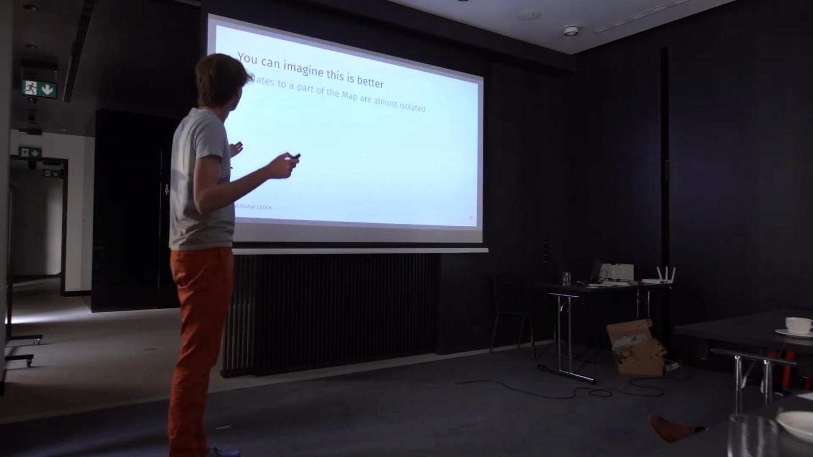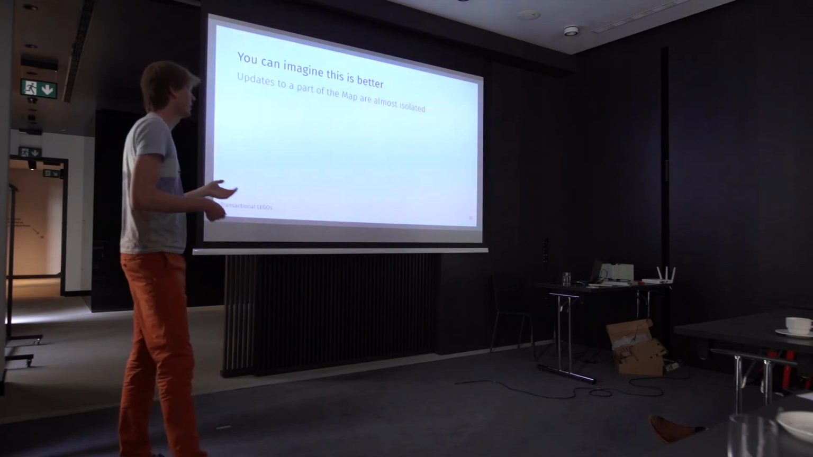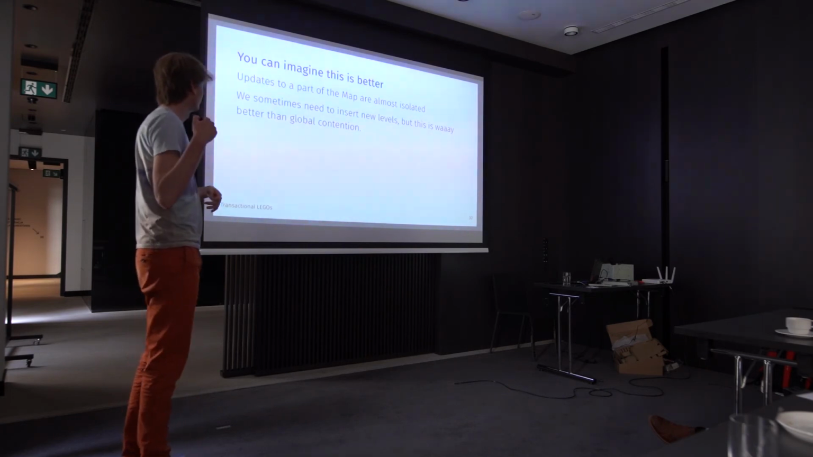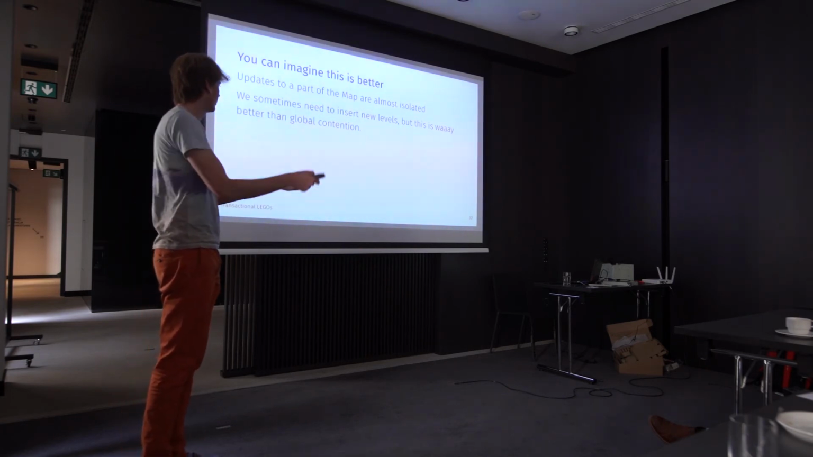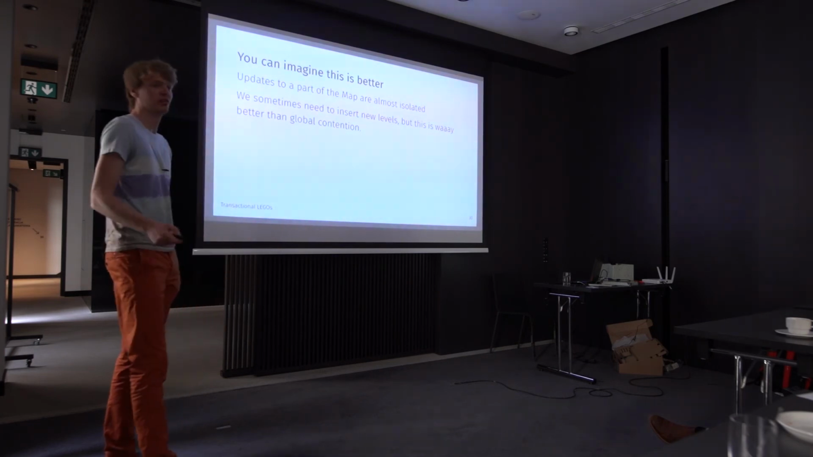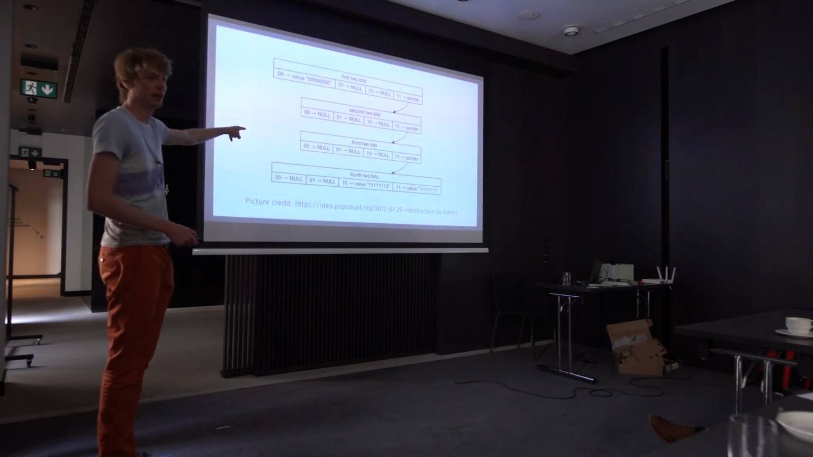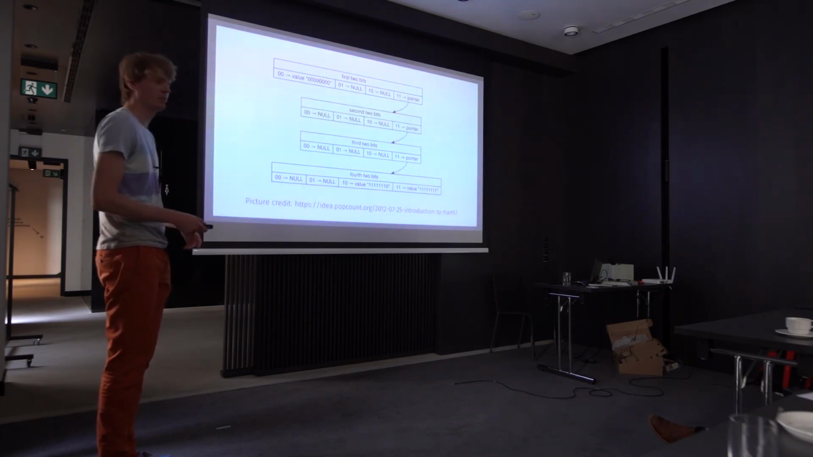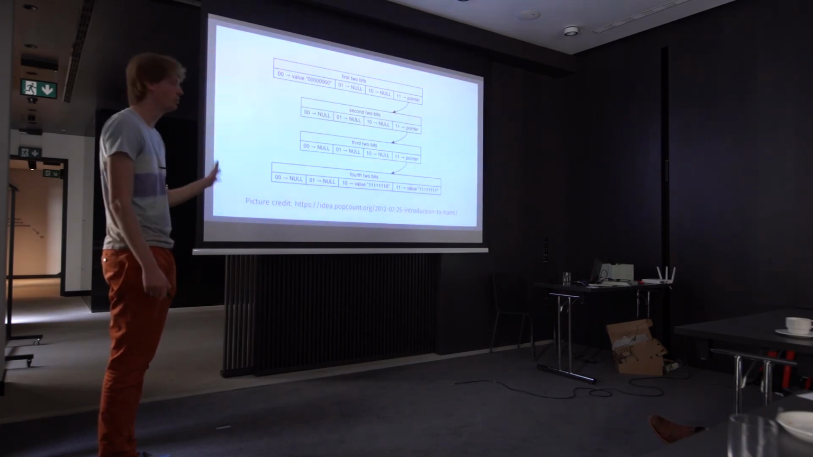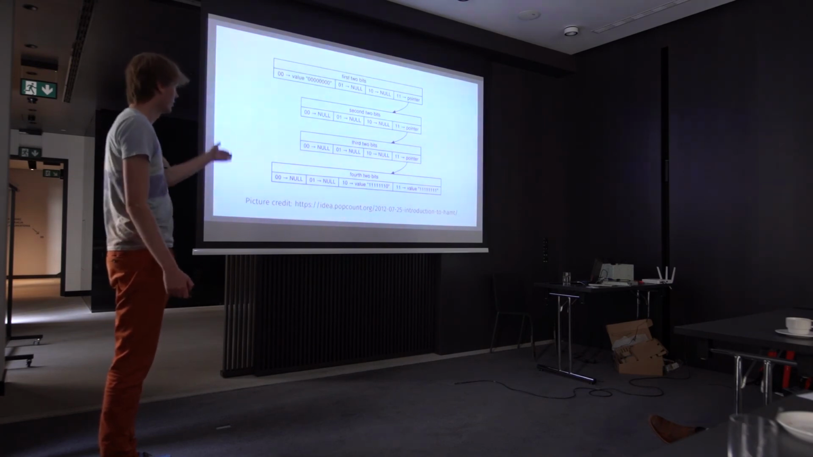So you can imagine this is better. Updates to a part of the map are more isolated. And sometimes we need to insert new levels, but it's way, way, way better than global contention. If you manage to compress this, right? And you can do all sorts of bit fiddling tricks with masks and that kind of stuff. And there's a really cool paper. It's called Ideal Hash Trees, which describes this data structure.